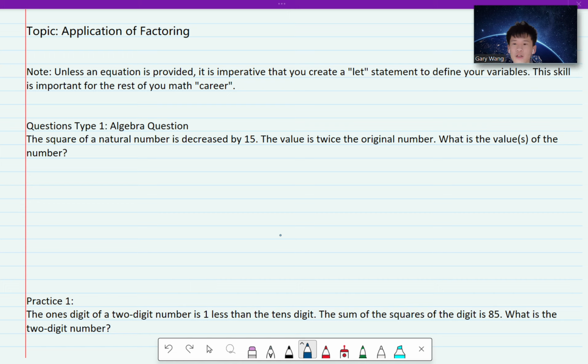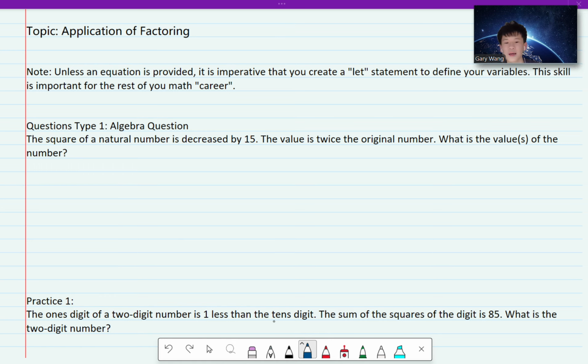So let's take a look at our first question type, algebra question. So example number 1. The square root of a natural number is decreased by 15. The value is twice the original number. What is the value of the number?